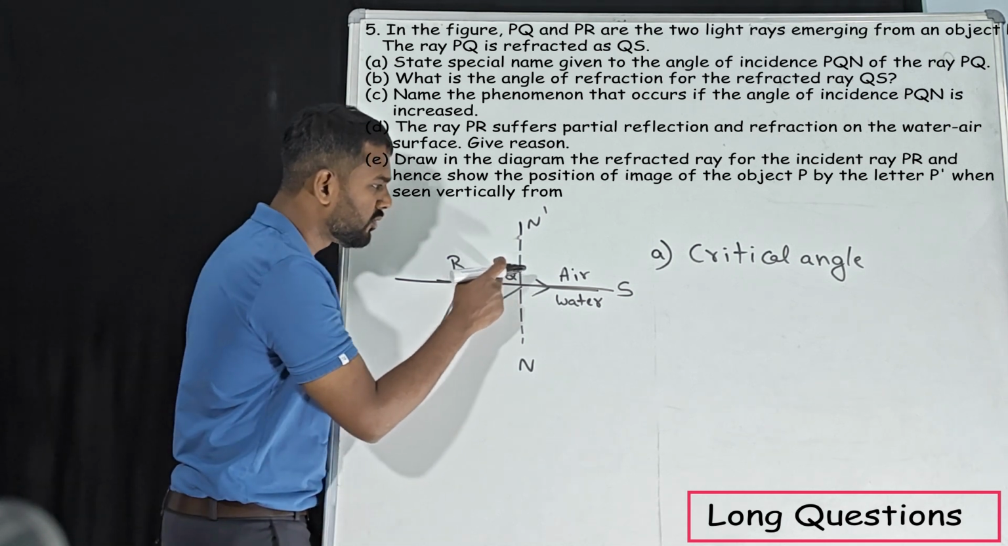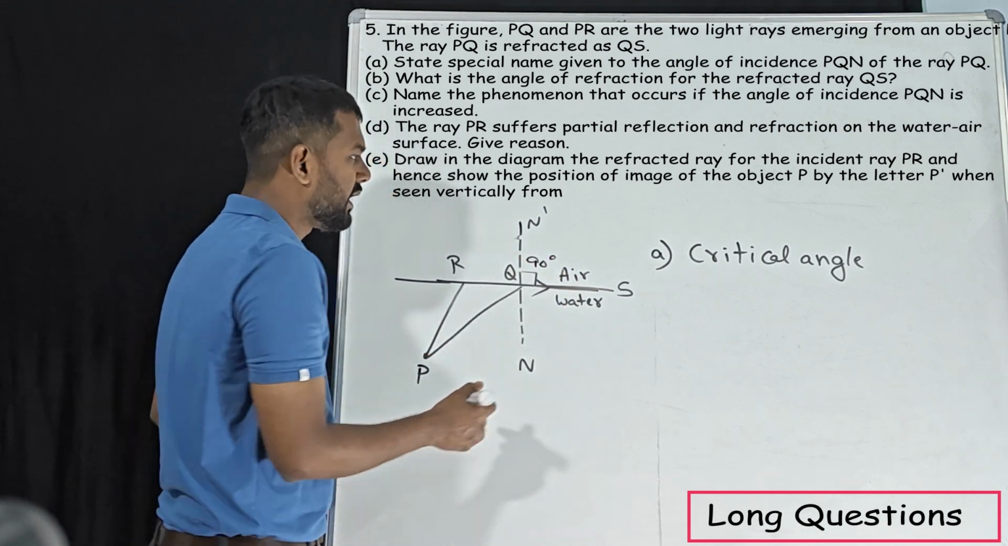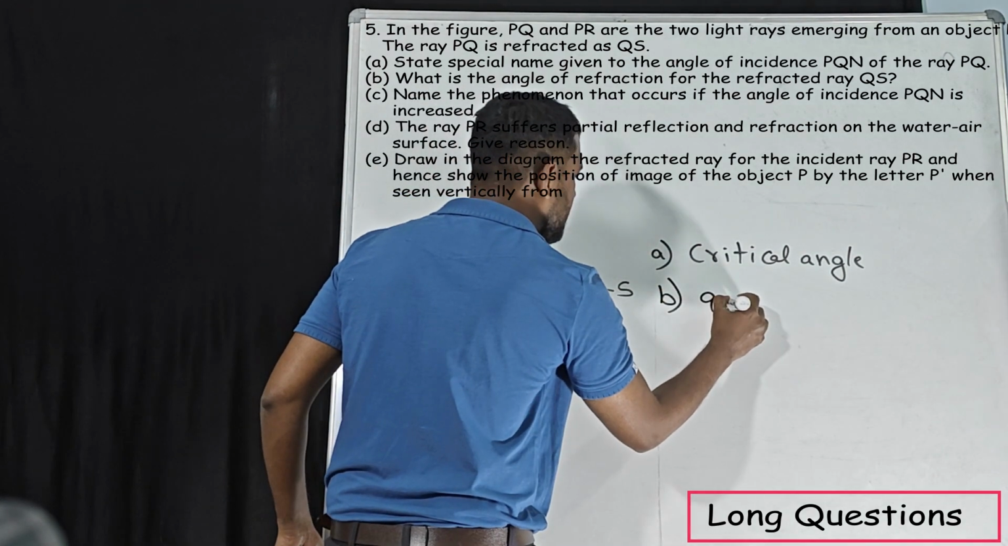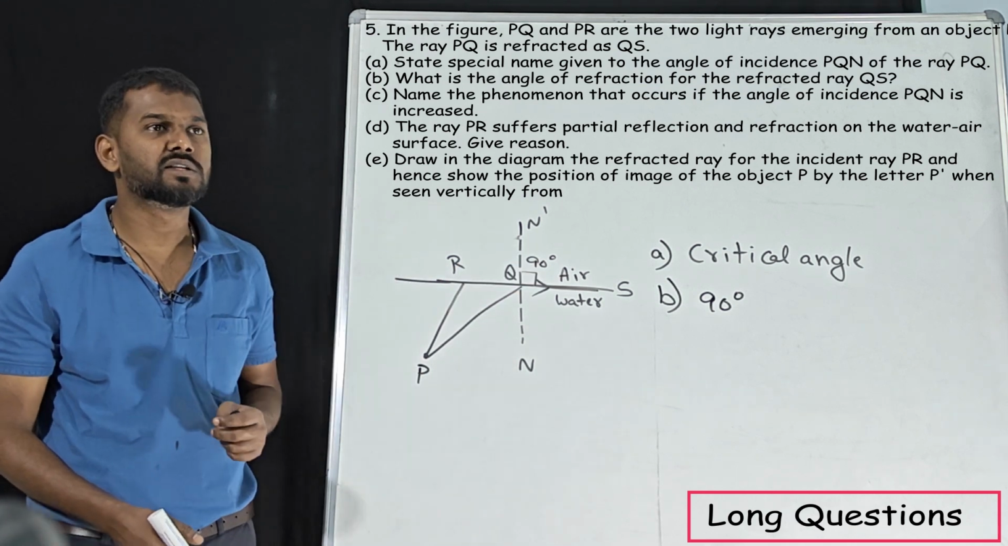Where is the QS? What is the angle of refraction? That is 90 degrees. So for question B, the answer is 90 degrees. If you know the concept, this is how you can easily answer the questions.